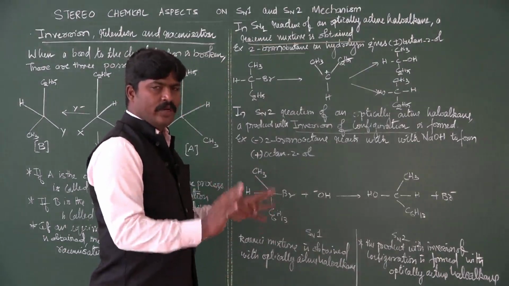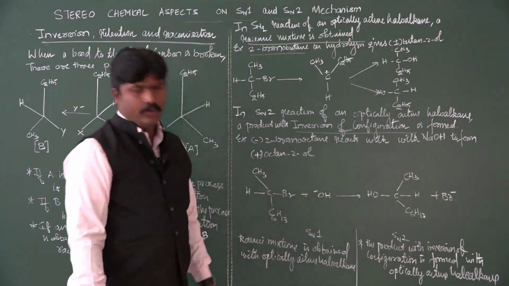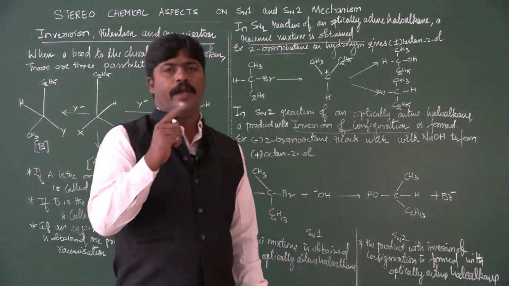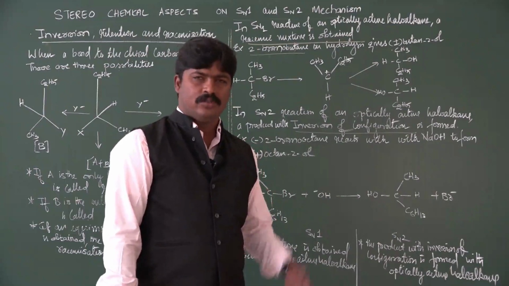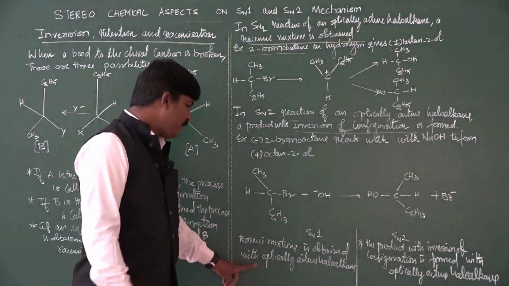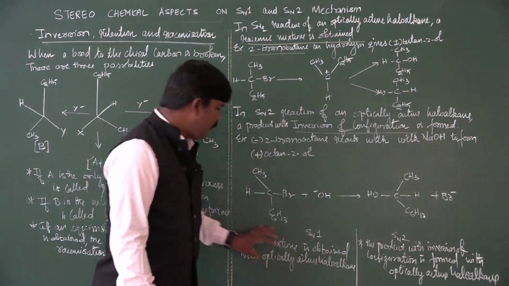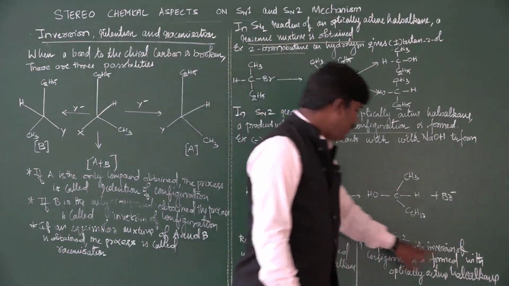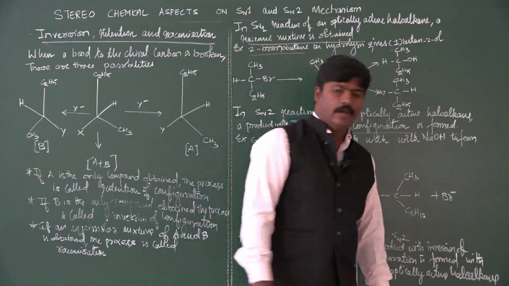SN1 and SN2. SN1 will follow racemization. That's what I told you when I was discussing the differences between SN1 and SN2 reactions. I told you one point we'll discuss after the stereochemical aspects of SN1 and SN2, and now I am coming to the difference. In SN1, racemization is obtained with an optically active haloalkane. SN2: the product with inversion of configuration is formed with an optically active haloalkane.